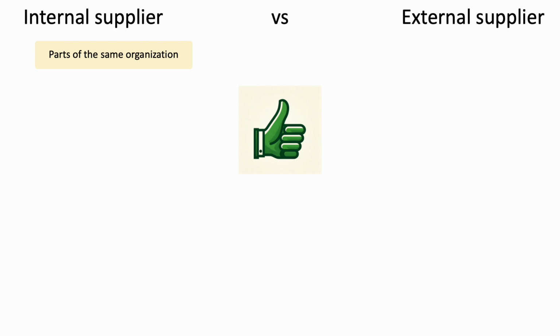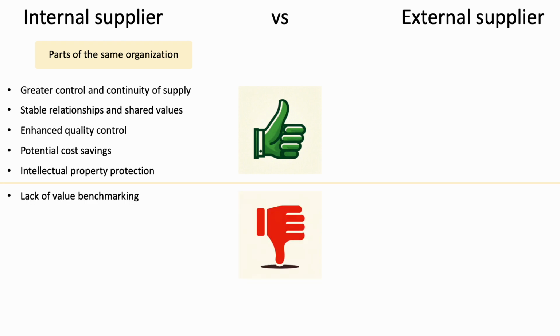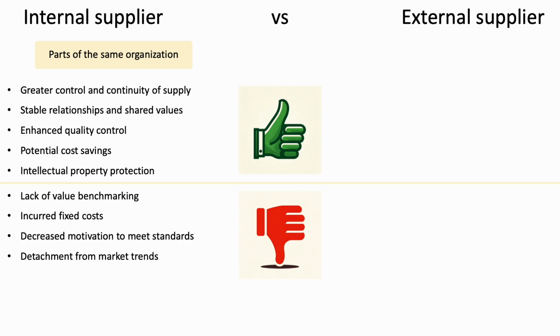Advantages include greater control over supply, continuity of supply, stable relationships and shared values, enhanced quality control, potential cost savings, and intellectual property protection. Disadvantages involve challenges in benchmarking value, fixed costs, reduced motivation to meet standards, detachment from market innovations, and the opportunity cost of continuous investment.